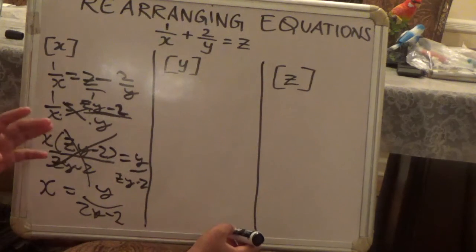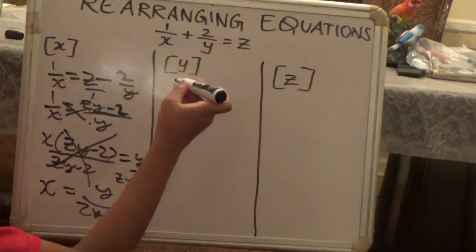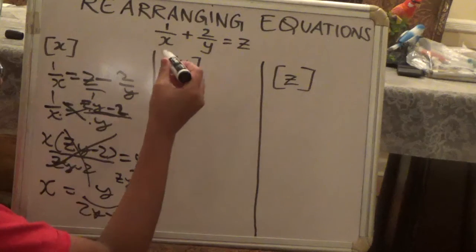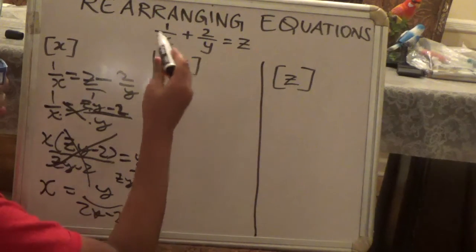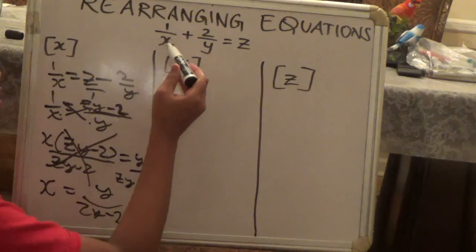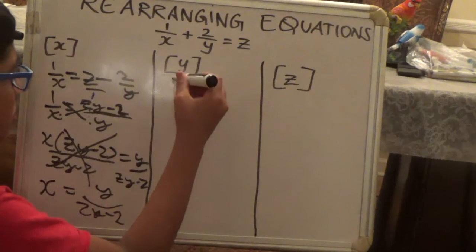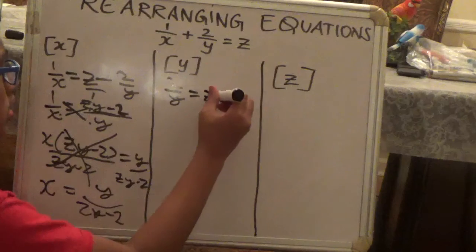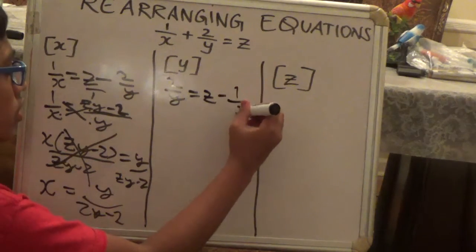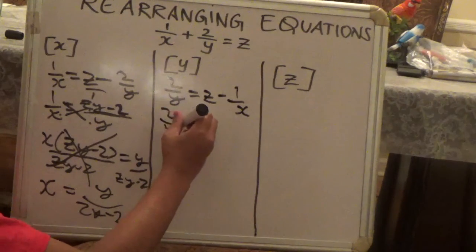Okay, now let's move on to the y sector. It's very similar to the x because our first step is to isolate y. So how we do that is we subtract 1 over x from both sides, since subtracting 1 over x on both sides cancels the 1 over x on the left. So we get 2 over y equals z minus 1 over x.